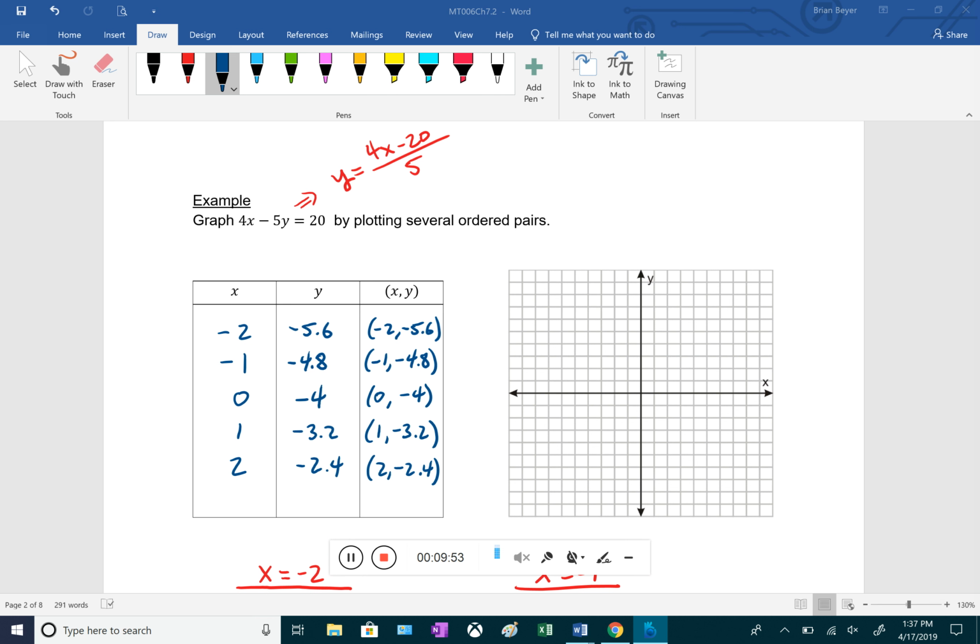Okay, so plotting these, we have -2, -5.6. That's going to be down here, and obviously kind of messy with the decimal, but that's all right. And then -1 comma -4.8 is down here. 0 comma -4, and 1 comma -3.2, 2 comma -2.4. So it looks like we did it correctly because it looks like a straight line, so we just connect them and we label it, and that's our final answer.